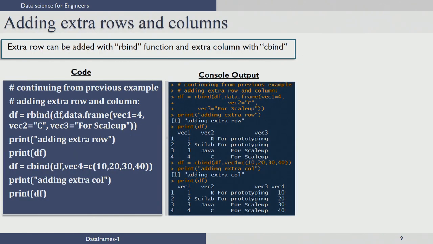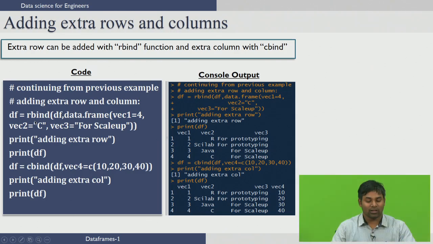Next, we will see how to add extra rows and columns to the data frame. We will continue the same example which we have used, and now let us say we want to add another row to the data frame which we have created earlier. So, we can add an extra row using the command rbind, and to add an extra column we use the command cbind. Let us see how we can add an extra row using the rbind command. The syntax for that is rbind, the data frame to which you want to add, and the entries for the new row you have to add.